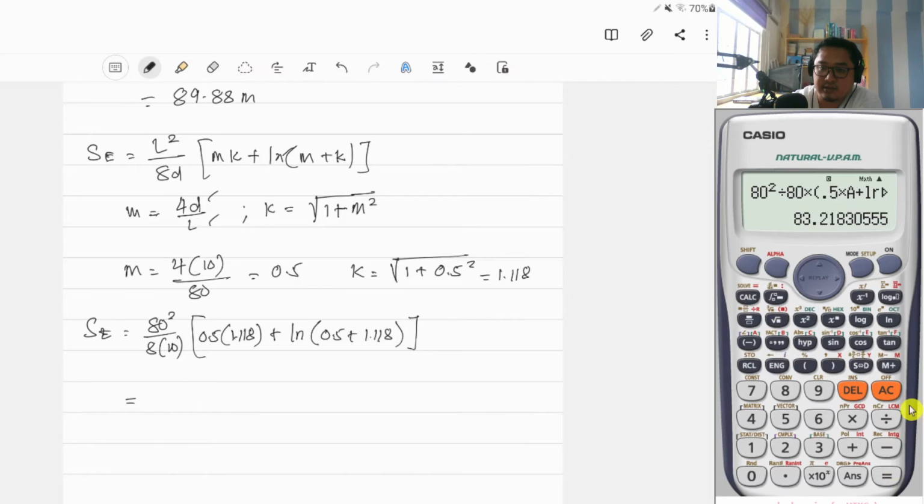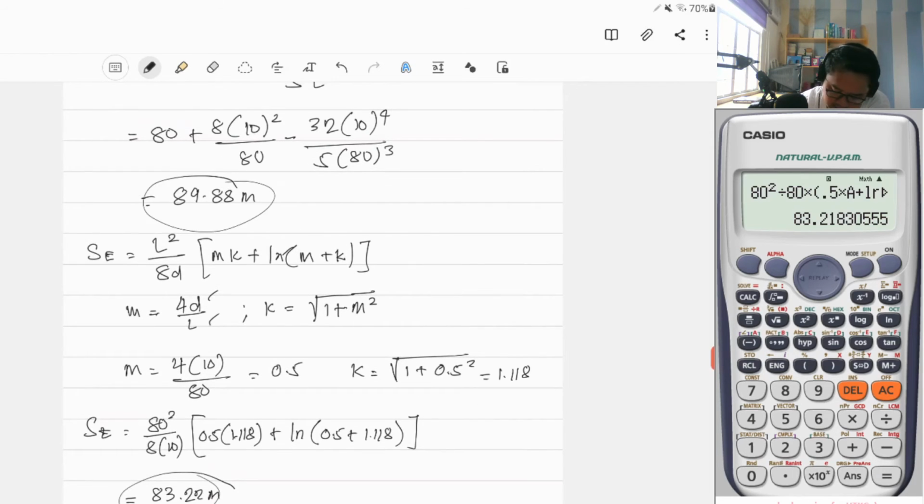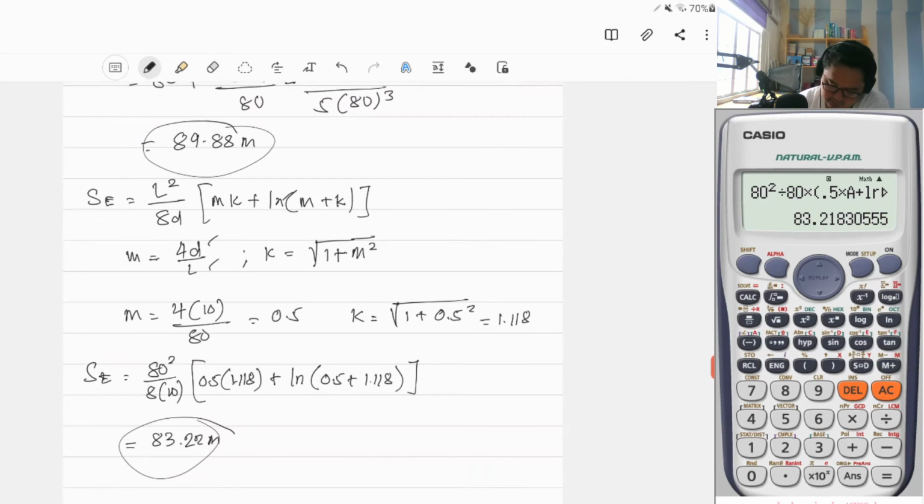So what is the answer? The answer is 83.22 meters. So there is a difference, no, between the exact and the approximate, around 6 meters, approximately. So if the question in the board exam is to find the exact and the approximate length of the cable, you have to solve both. Or the problem in the board exam will ask you about the exact length of the cable only. So you have to memorize this formula for you to solve this.